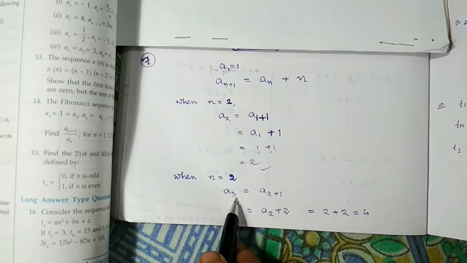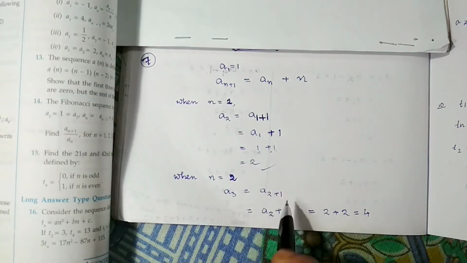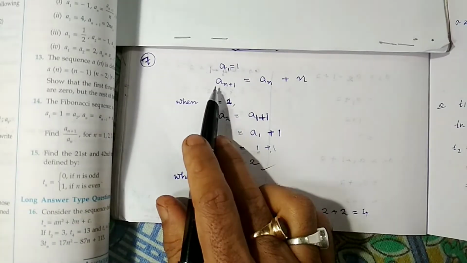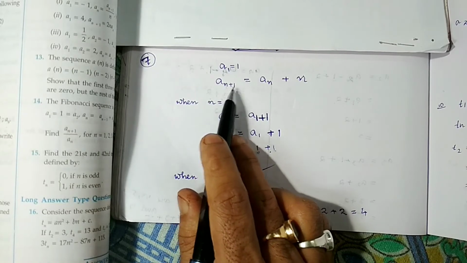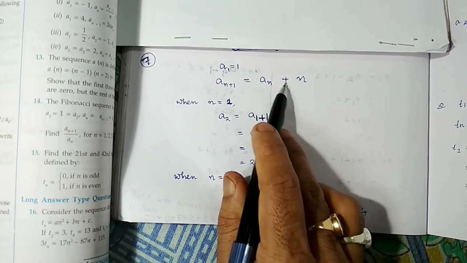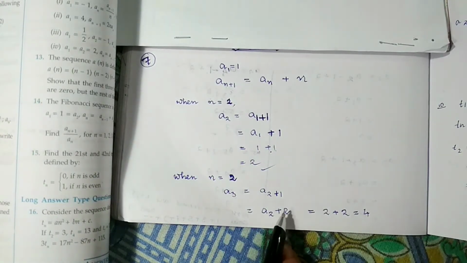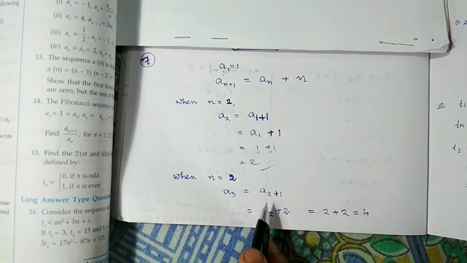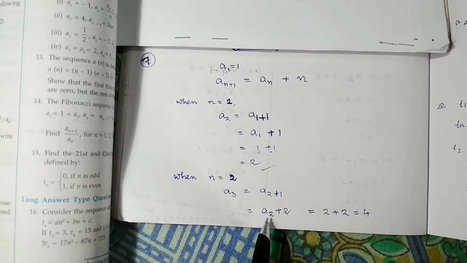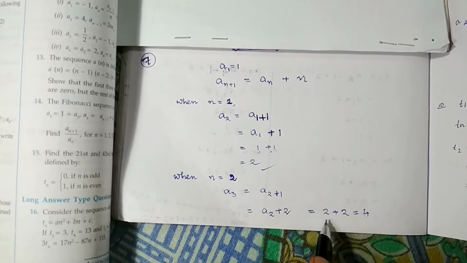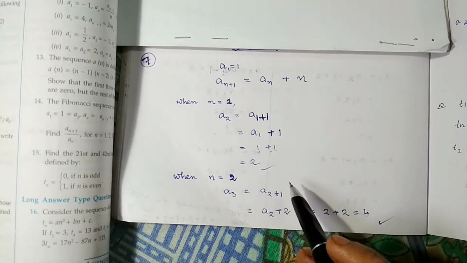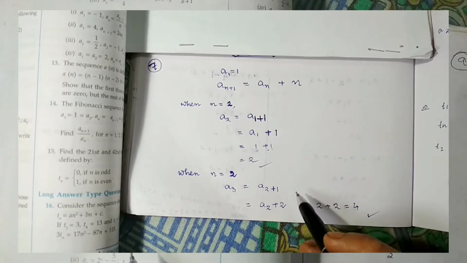If I consider n equals to 2, 2 plus 1, 3. So I can write a3 equals to a2 plus 2. Instead of 3, I am writing 2 plus 1. And as per the formula, if it is a2 plus 1, it will be a2 plus 2. Just see, if it is n, this 2 is also n. And here the value of a2 is 2, plus 2, 4. So here I have shown a2 and a3. Similarly, try to find the remaining 4 terms.